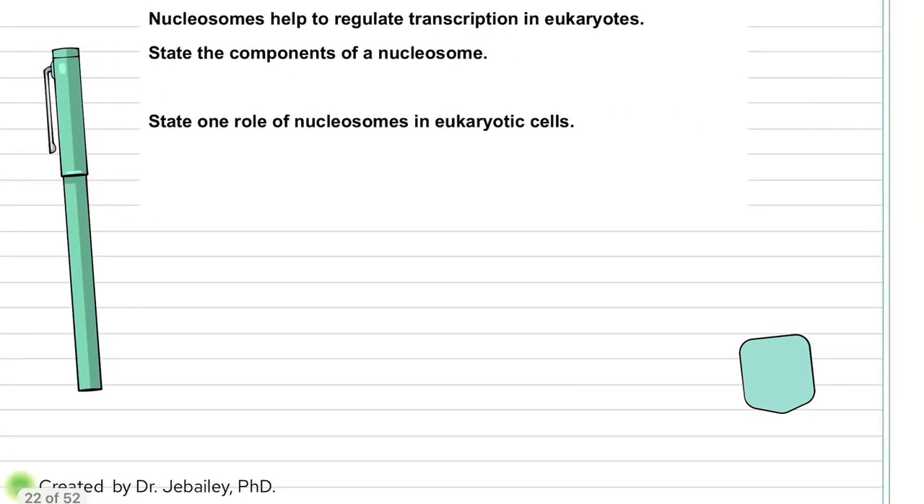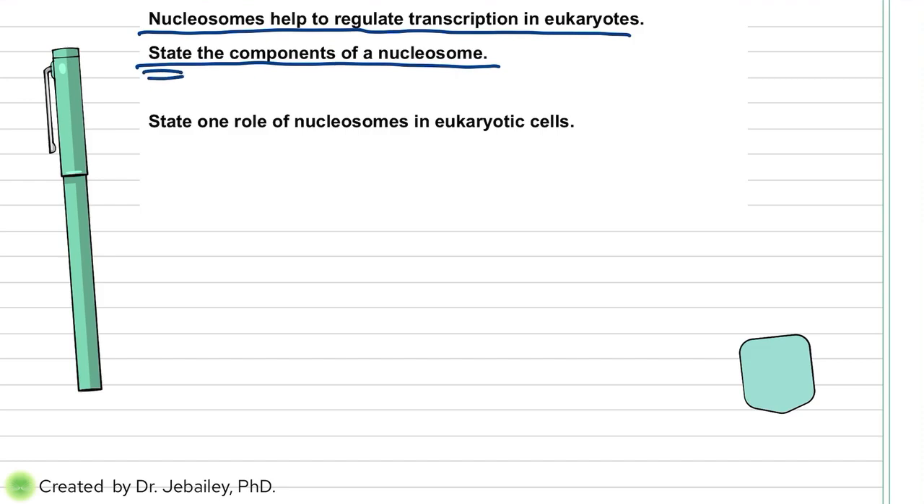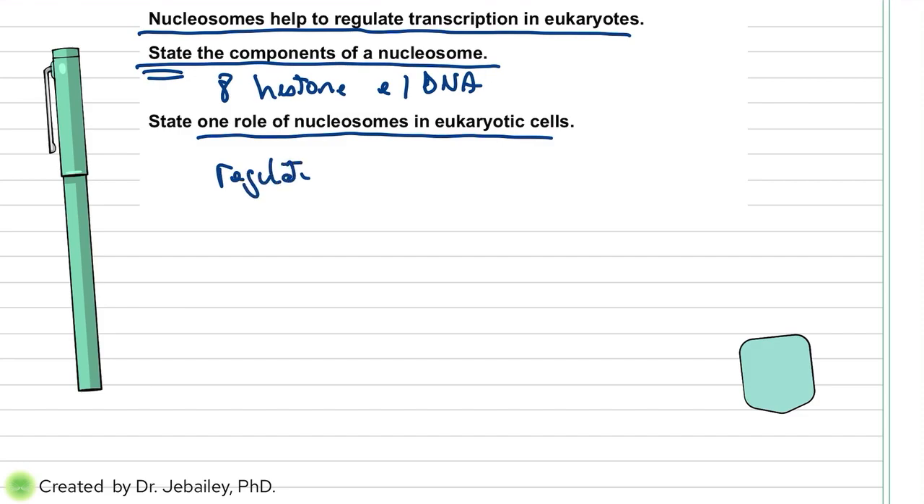Now here we have two questions. Nucleosomes help regulate transcription in eukaryotes. State the components of nucleosomes. That state will be saying a word, so in this case it can be histone and DNA, because that's what a nucleosome is made of. And you can go more specific, saying 8 histones for that one DNA. Now state one role of nucleosomes, and that is definitely to regulate the transcription, okay, or even to coil the chromosomes.